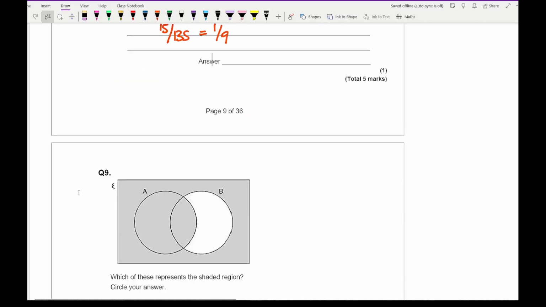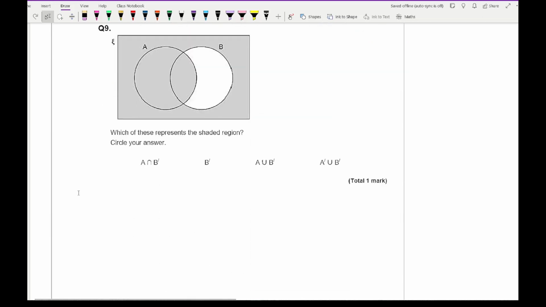Then moving on to question 9, it says which of these represents the shaded region? So I'm looking for A and not B. So A and not B is, or A or not B I should say, which is this section here.